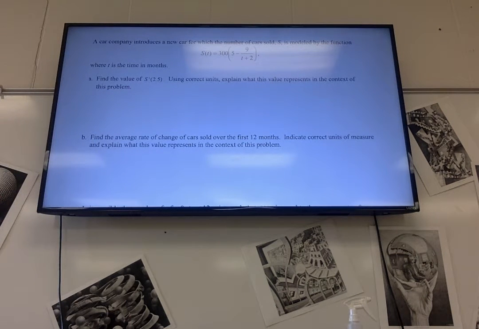This one's bad. A car company introduces a new car for which the number of cars sold, S, is modeled by the function, where T is the time in months.